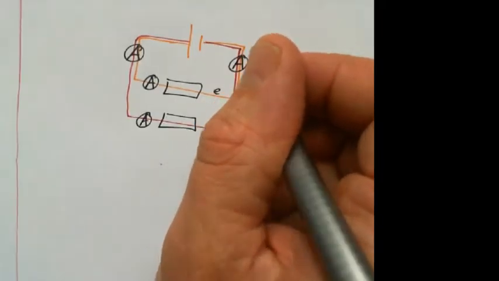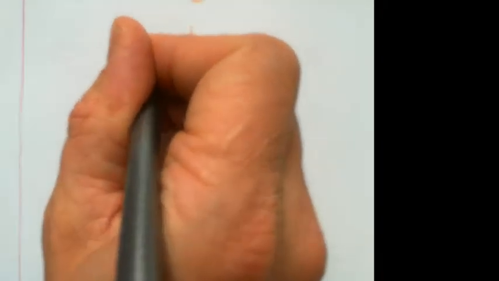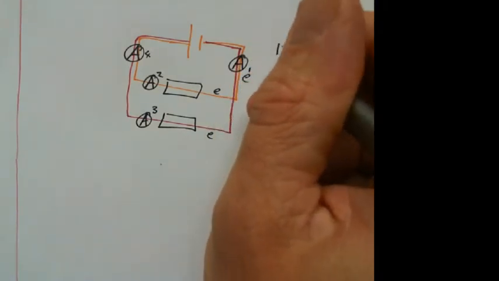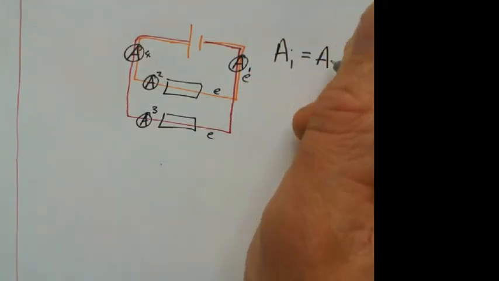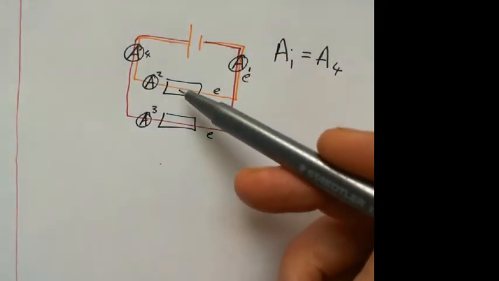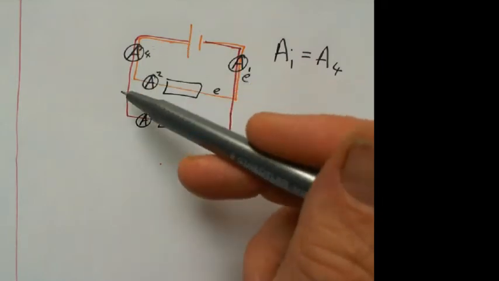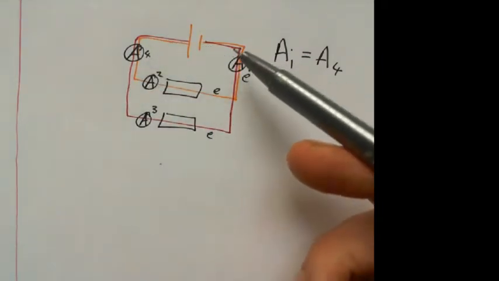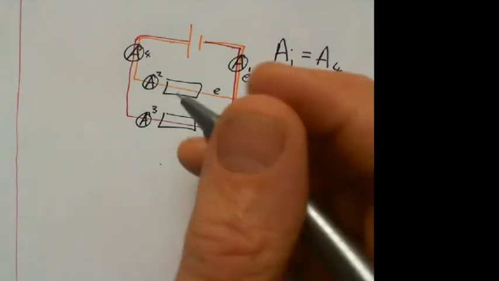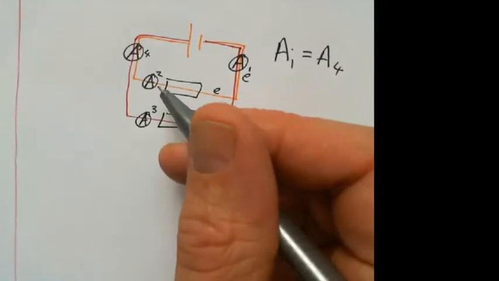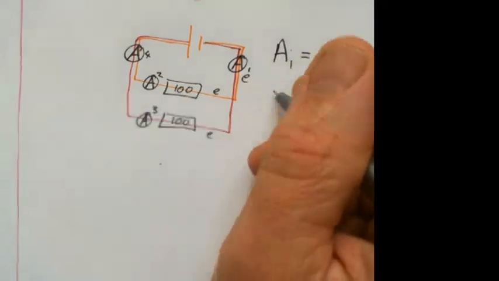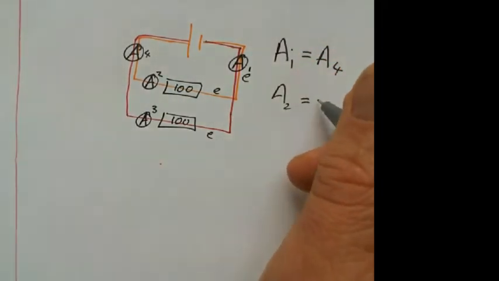So if I label these up as 1, 2, 3, and 4, I know that A1 equals A4, because what went in must come out. Okay, so A1 went in, A4 is what's going back out. Those two must be the same, because it's red and orange, red and orange. Now these two will only be the same if these resistors are the same. So if this resistor is a 100 ohm resistor, and this one is a 100 ohm resistor, then A2 will equal A3.